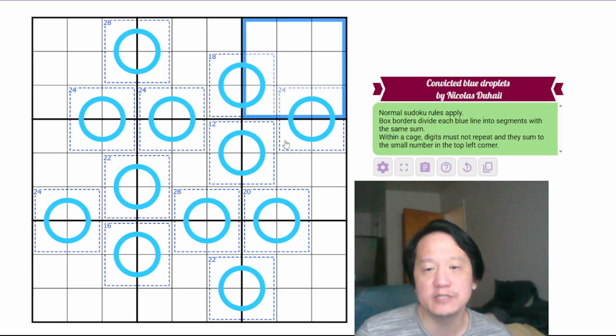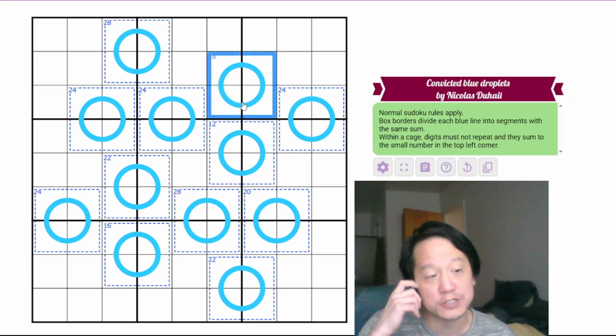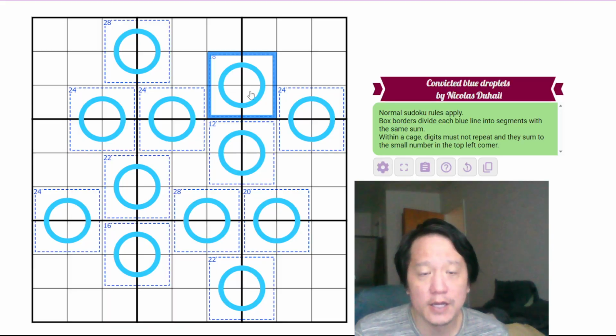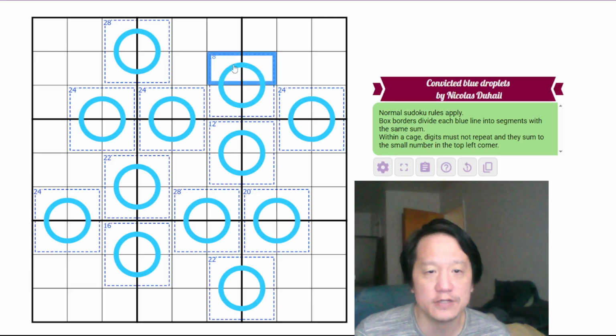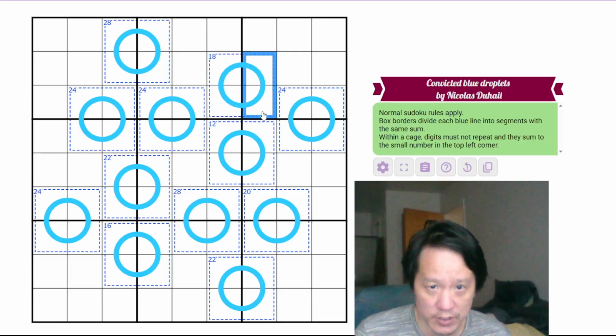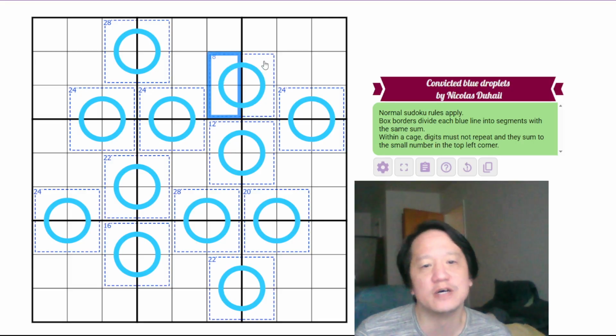Box borders divide each blue line into segments with the same sum. These are known as region sum lines. For example, the box borders divide this blue line into segments with equal sum. So these two digits must sum up to the same sum as these two segments.